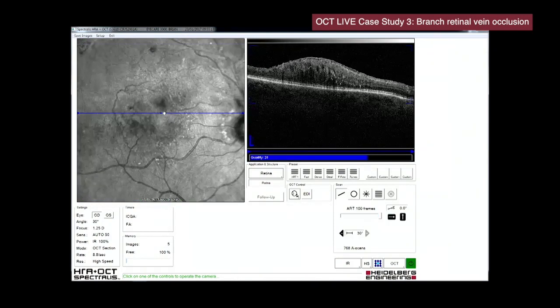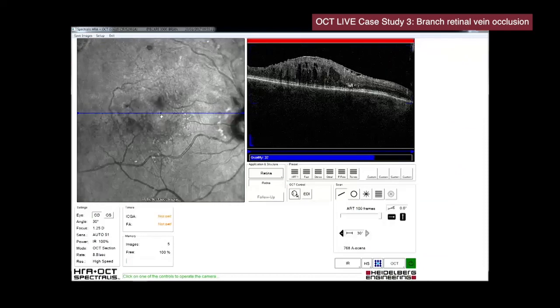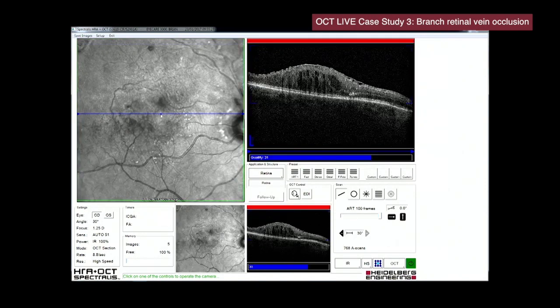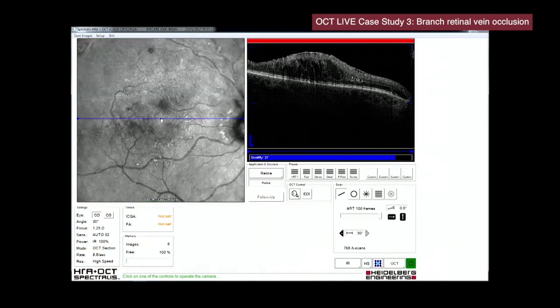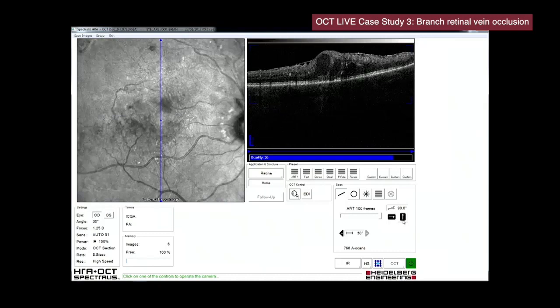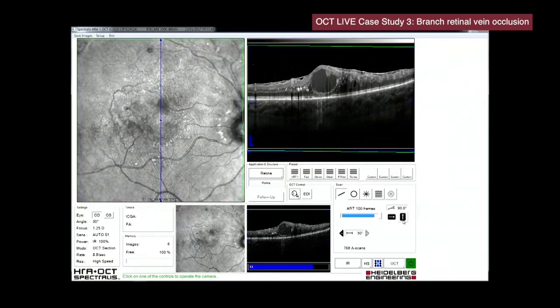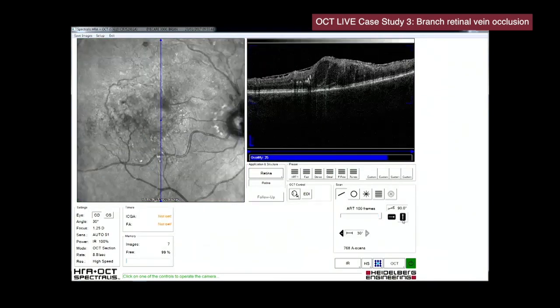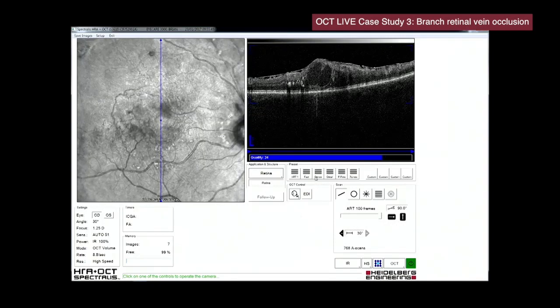Down a little bit, please. Just move the scan down for me, that's it. Okay, perfect. Okay, vertical scan. And we go for a volume scan as well.